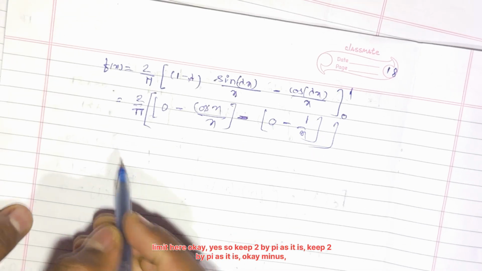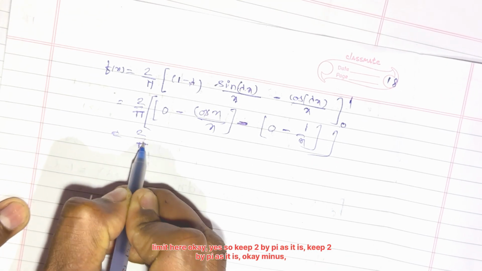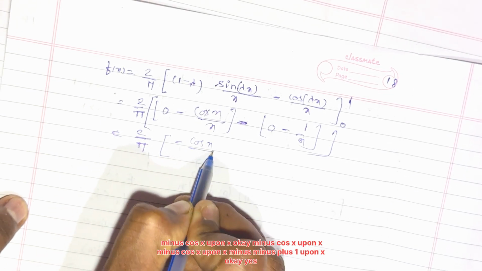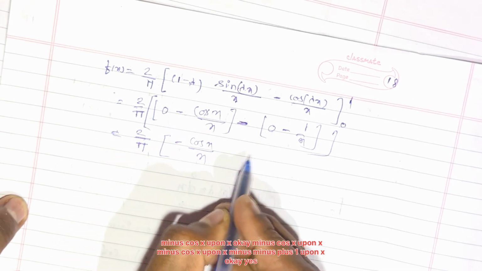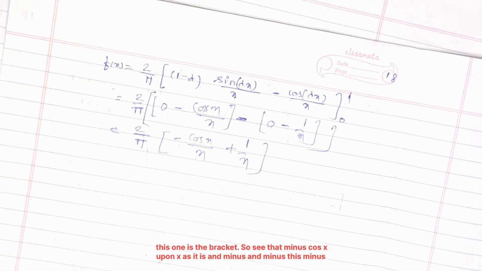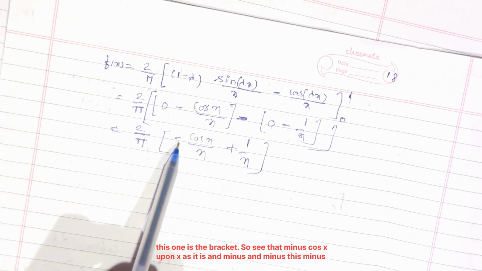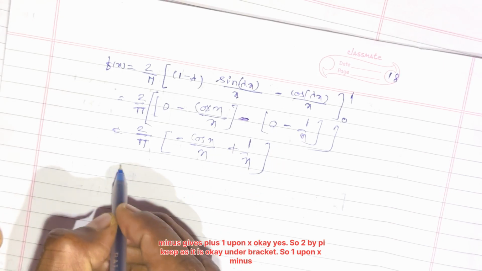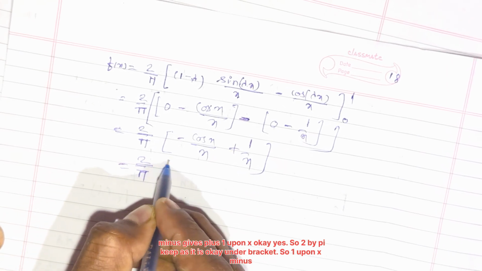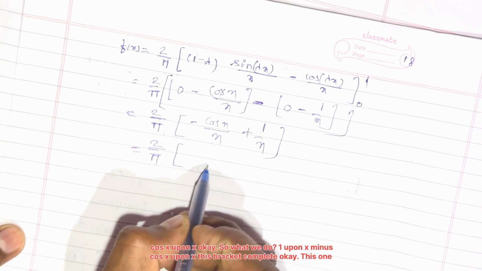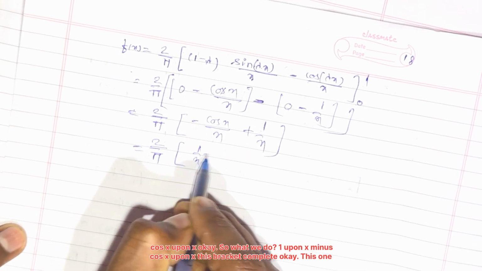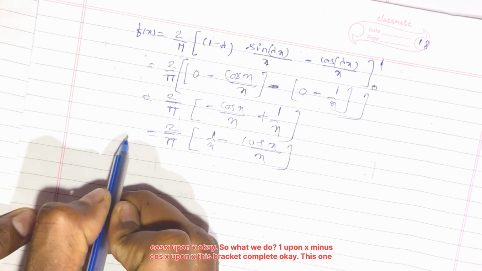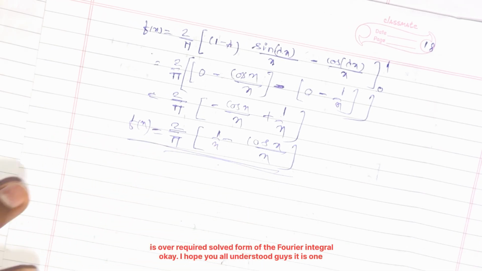So keep 2 by pi as it is, under bracket: minus cos x upon x, and minus minus gives plus 1 upon x. So minus cos x upon x as it is, and plus 1 upon x. So 2 by pi under bracket, 1 upon x minus cos x upon x, this bracket complete. This one is our required solved form of the Fourier integral.